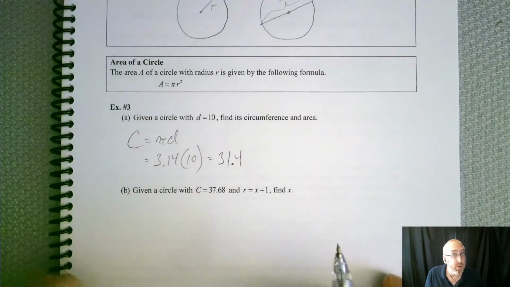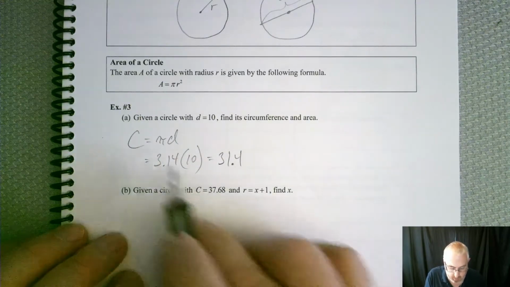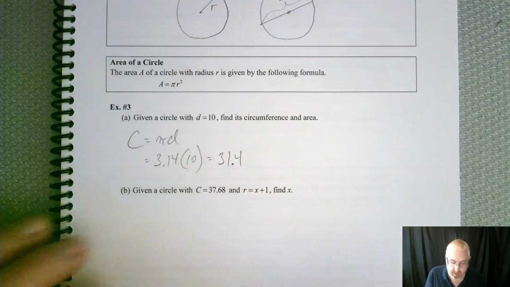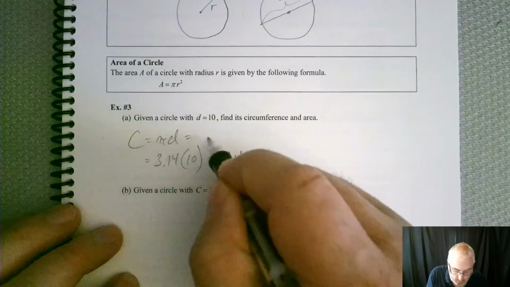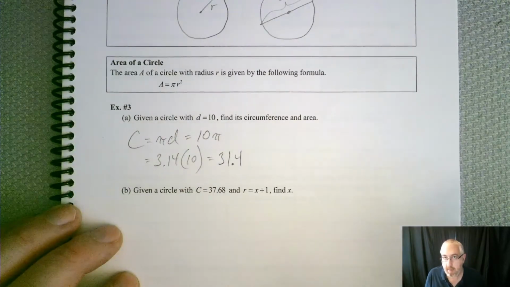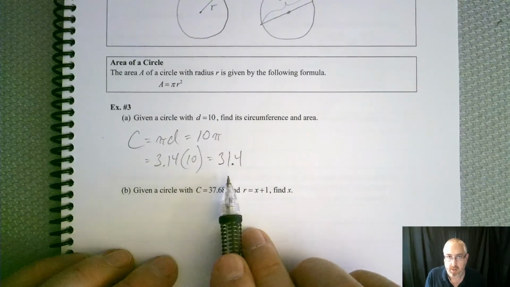Now, again, there's no units, so we don't need to worry about units on our answers. But when there are units, we do got to be careful. So like I said, 31.4 would be the rounded version of the answer. And if we wanted to leave it in terms of pi, then we would just say 10 pi. But typically they're going to want the numerical version.